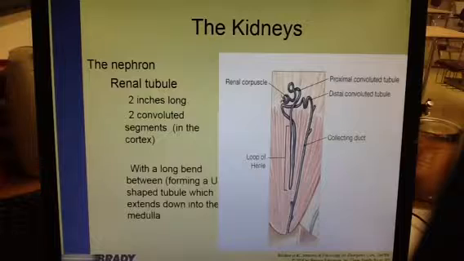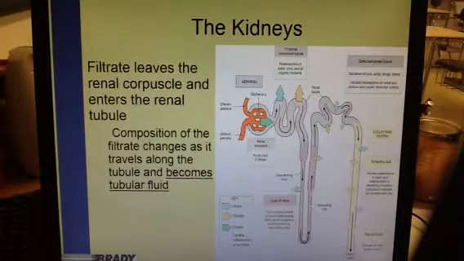The renal tubule is 2 inches long, and it has different segments. So 2 convoluted segments, the proximal tubule and the distal tubule. In between those two is the loop of Henle. It's a long bend forming a U-shaped tubule, and that is called the loop of Henle. So filtrate leaves the renal corpuscle, or the glomerulus, and enters the renal tubule. At this point, the composition of the filtrate changes as it travels. And as it travels, it becomes what we're going to call tubular fluid instead of filtrate, because more substances are going to be added, and some substances are going to be taken away.